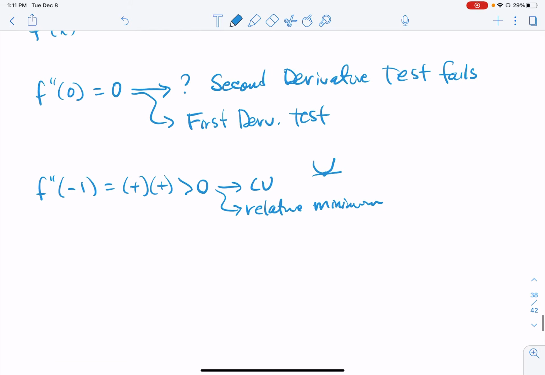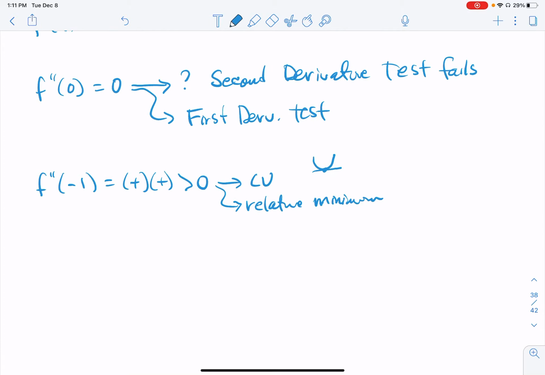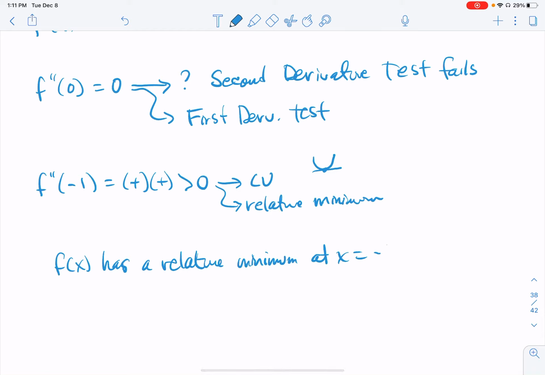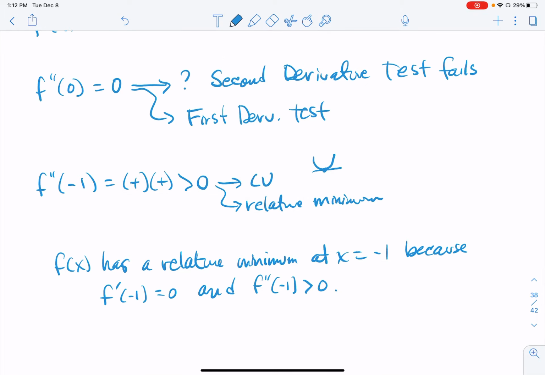How do I justify this? On the calculus exam, I'm going to say f of x has a relative minimum at x is equal to, what was that, -1 that I stuck in there? Because, and I need to say two things, f prime of -1 is equal to 0, and f double prime of -1 is positive. And that would be sufficient justification.